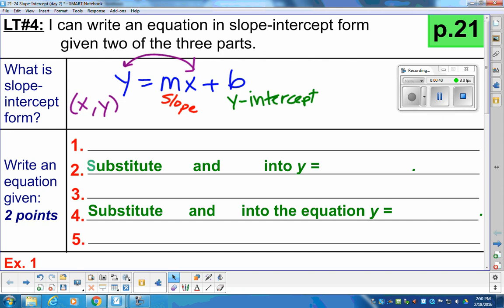So what are our steps for writing in slope-intercept form? First thing that we're going to do is we're going to find the slope. Find the m, the slope. Everybody should be writing that down. Go ahead and write that down.